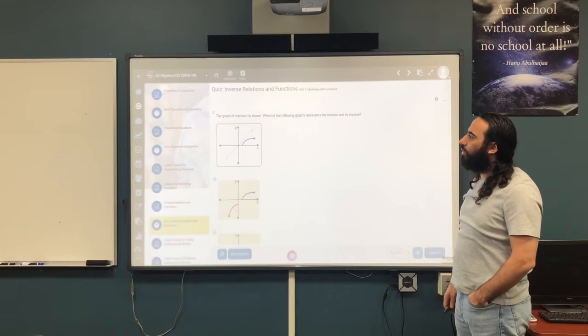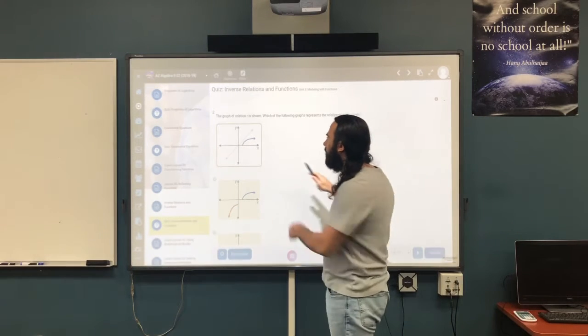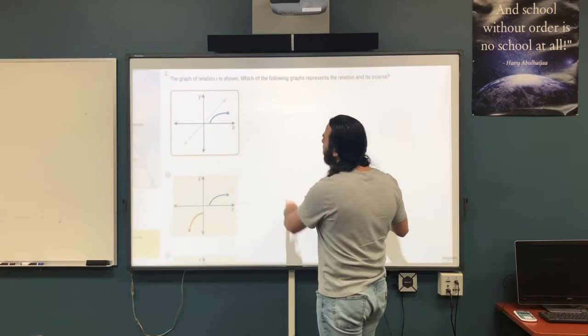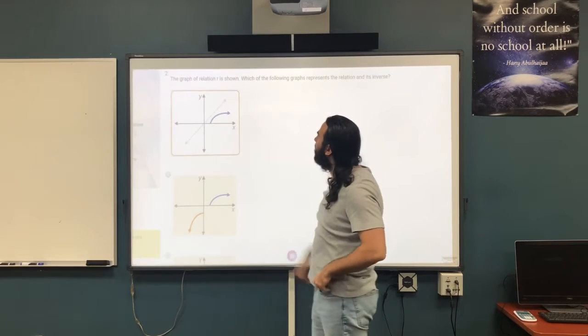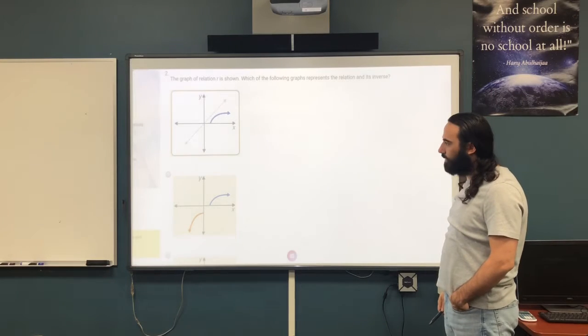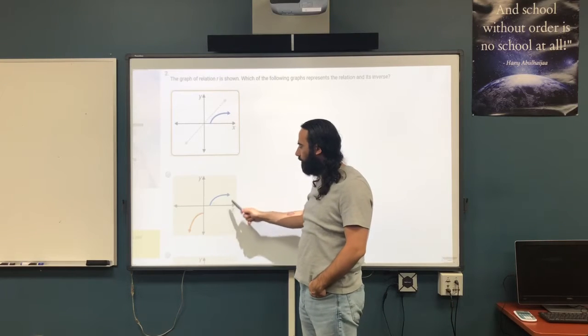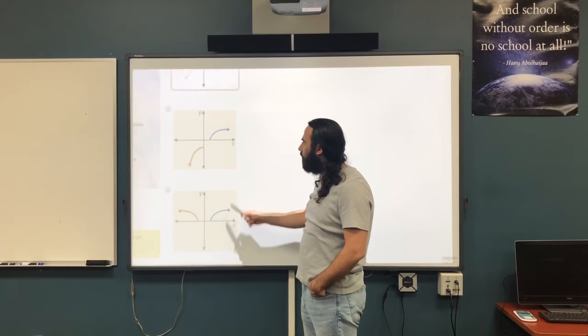The graph of relation R is shown. So this is the graph of relation R, if you can see it. This is the graph. Which of the following graphs represents the relation and its inverse? So which one is the inverse of the blue graph? This one, this one. Of course, guys, the inverse.